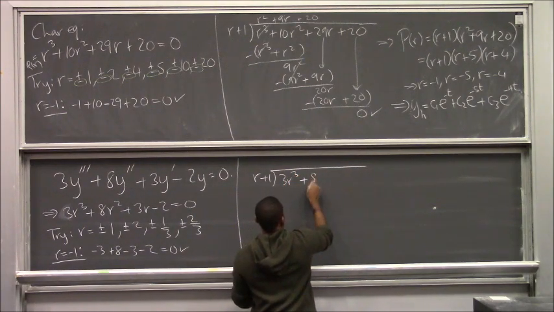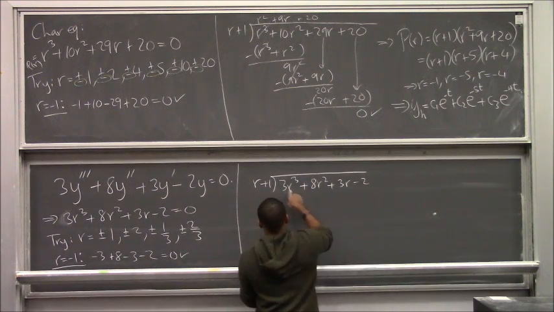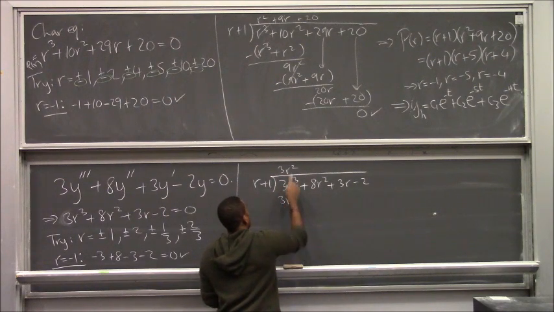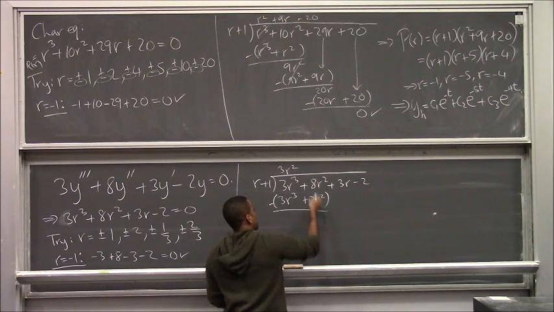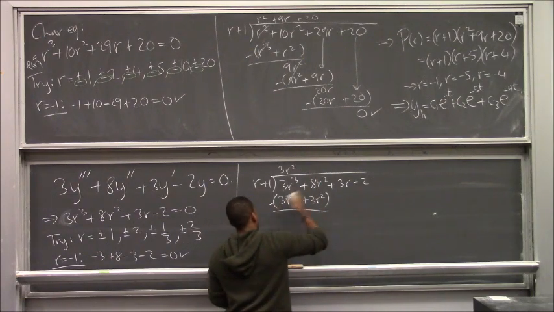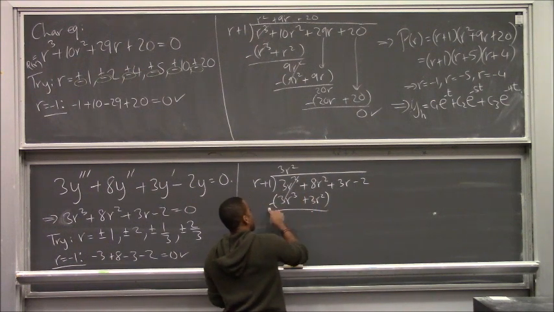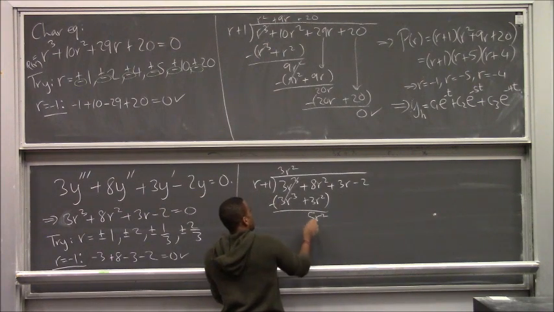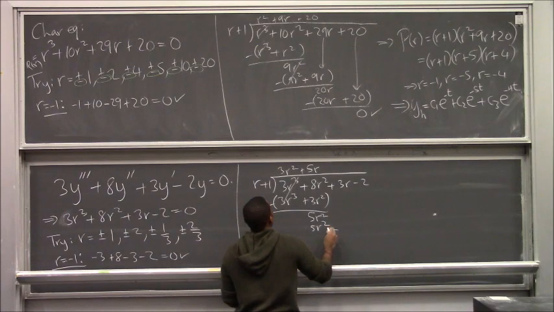3r cubed plus 8r squared plus 3r minus 2. R into this goes 3r squared, this times that, 3r cubed, this times that, 3r squared. Notice that it's lined up with my 3r squared, it's not all over the place so I don't get confused. So this is going to be 8r minus 3r, that's 5r squared. And r into this goes 5r, 5r times that is 5r squared, plus 5r.